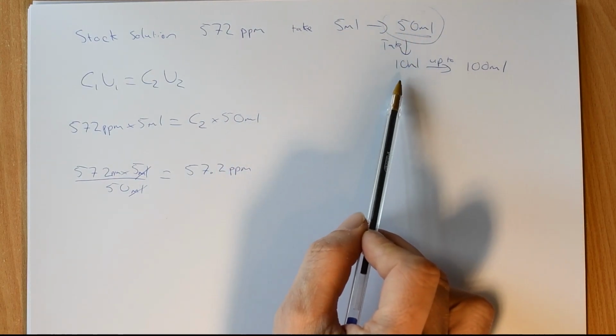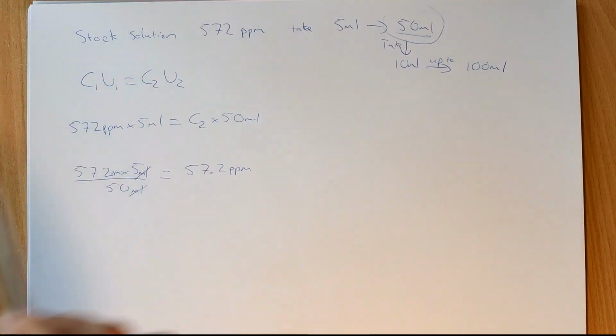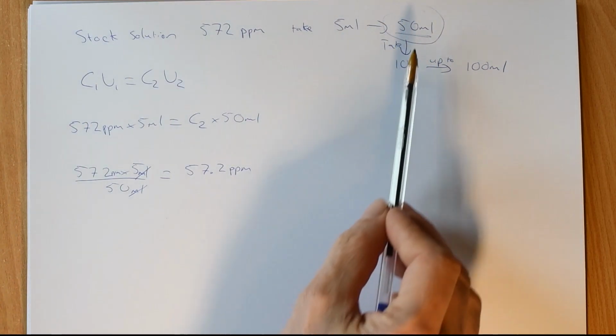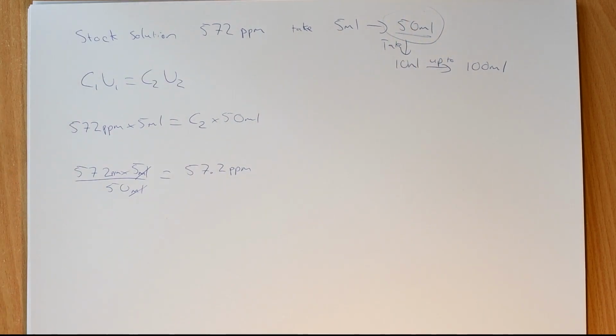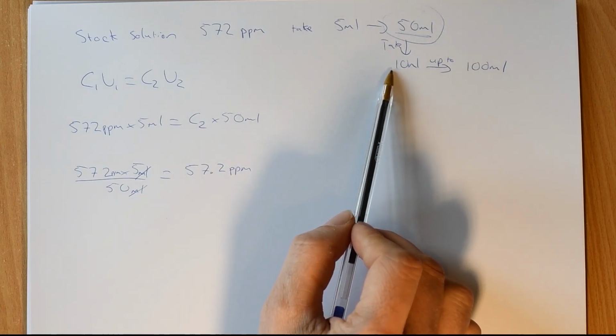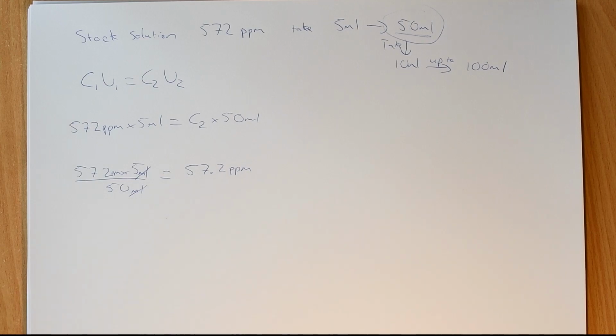And then we take 10 ml of that and we make it up to 100 ml. Well, that's easy to imagine. We take our 50 ml volumetric flask and we pipette carefully, or we pour it into another vessel and we pipette 10 ml from this into a new volumetric flask, and then we make that up to 100 ml.